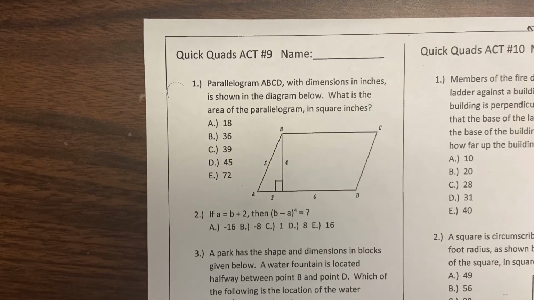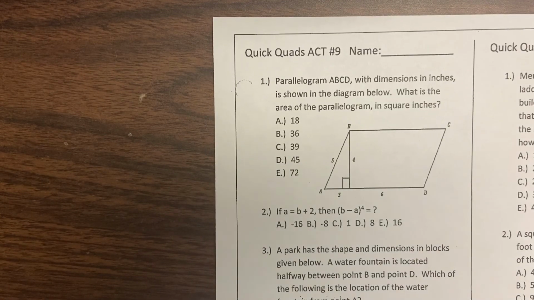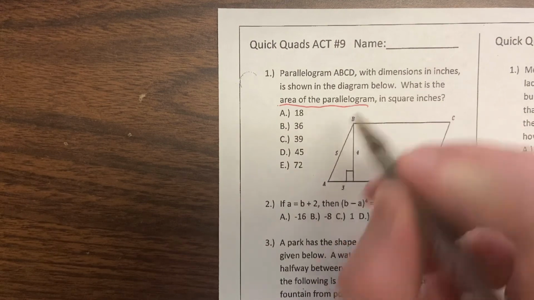All right, let's look at quick quad number 5 here. So the left-hand side, ACT number 9 set. Number 1, we've got a parallelogram ABCD with dimensions in inches. It's shown in the diagram below.